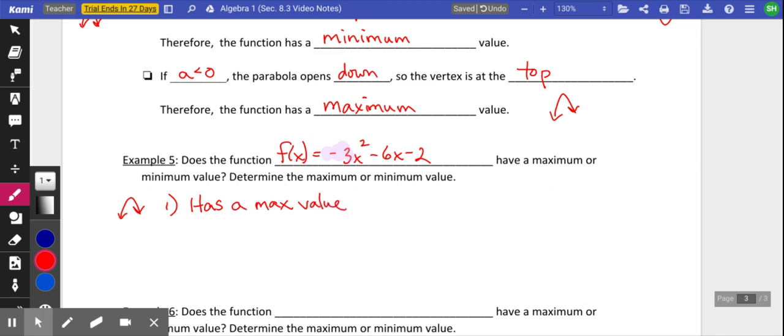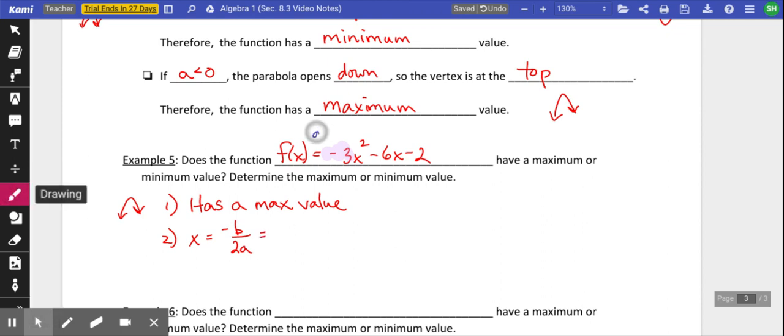Now we want to find the maximum value, so we need to find the y of the vertex. Before you can find the y of the vertex, you need the x of the vertex. Since our function is in standard form, we use negative b over 2a to find the x. In this case, a is negative 3, b is negative 6, and c is negative 2. We are not going to graph these, so I won't need the c right now. We need the opposite of b, so I need a positive 6 over 2 times negative 3. So 6 over negative 6, which is negative 1.